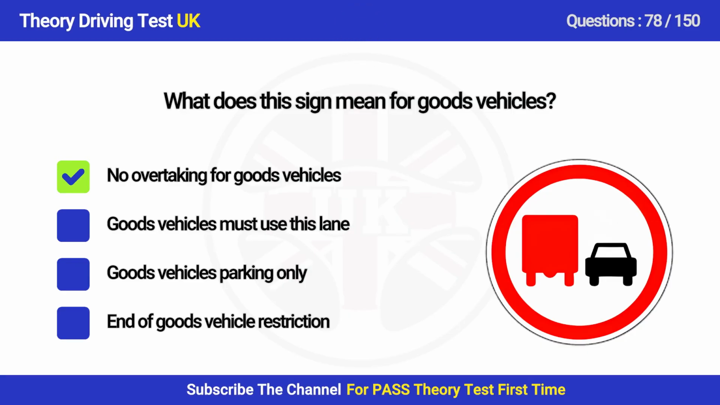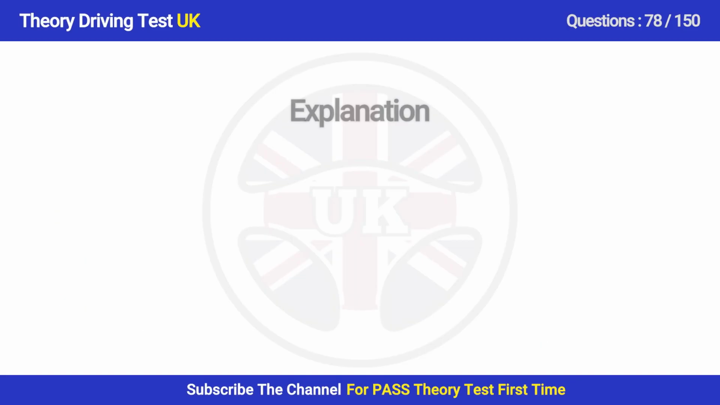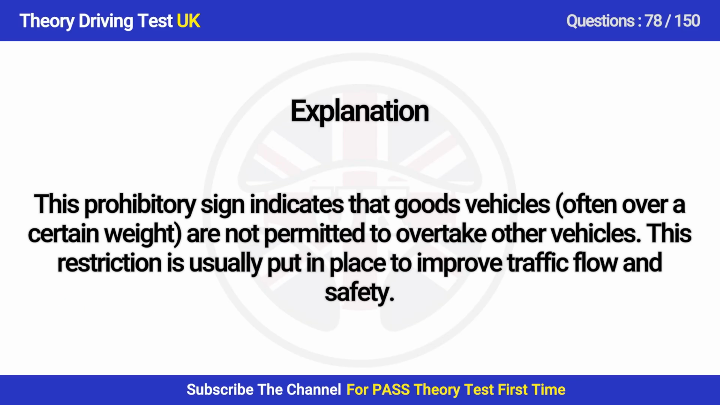Answer is A. No overtaking for goods vehicles. This prohibitory sign indicates that goods vehicles, often over a certain weight, are not permitted to overtake other vehicles. This restriction is usually put in place to improve traffic flow and safety.